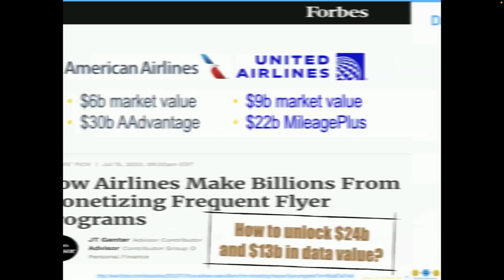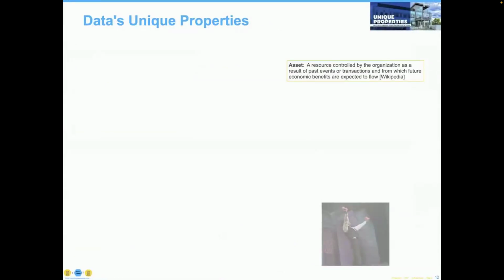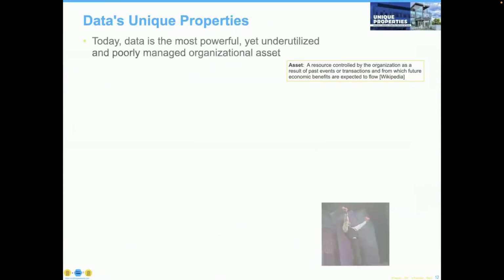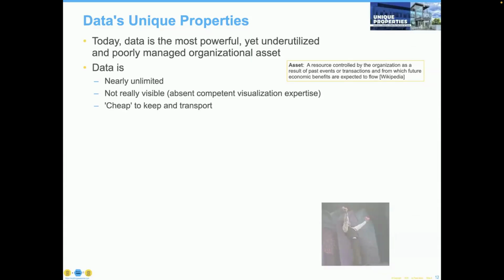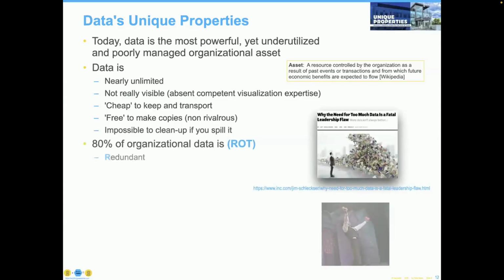One of the challenges that everybody has, not just CEOs, of course, is that data as a unique property is really challenging to understand. It's nearly unlimited. It's not visible. It's cheap, if you will, to keep and transport and make copies of. But if you spill it, it's a mess to clean up. And unfortunately, your organizations are filled with data rot, which is data that is redundant, obsolete, or trivial. Most importantly, that data is typically of unknown quality, and that makes it a problem all the way around.